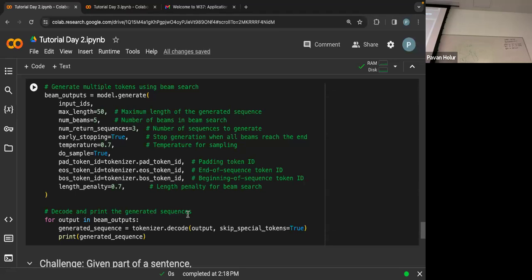So model.generate, input IDs, we already know what that is. It's a tensor with the token identifiers. Max length is the maximum length of the generated sequence. How many tokens do you want to generate in the future? Do you want to generate just one, the floor, or do you want to generate many tokens going forward?